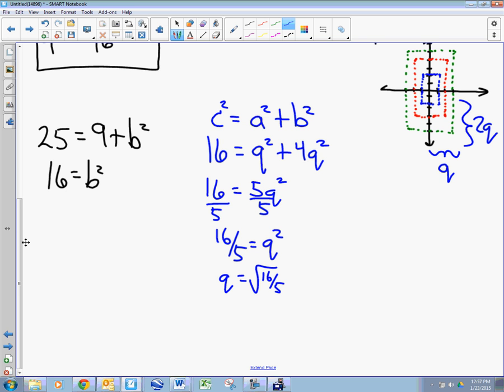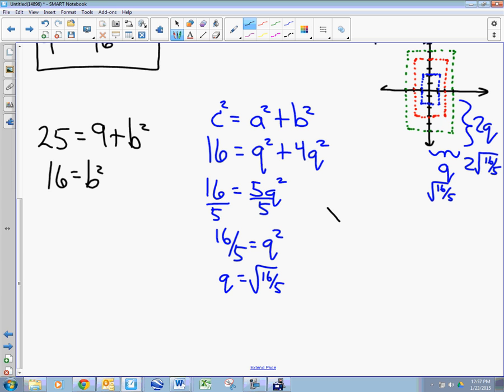Before you try to rationalize that denominator, just slow down, because we don't actually have to write q. We actually write q squared. Okay? So a little bit more work here. What is the value of q? Root of 16 over 5. So that means 2q would be 2 times the root of 16 over 5.